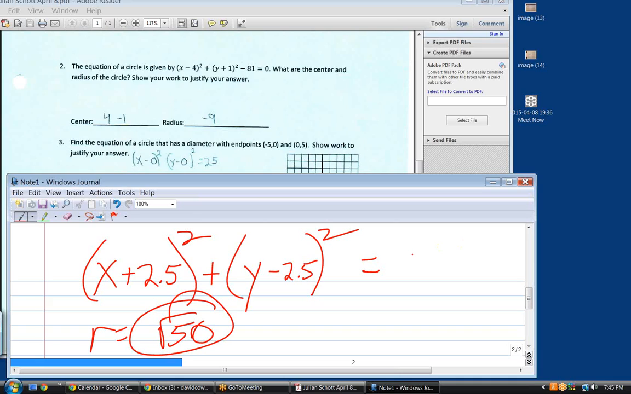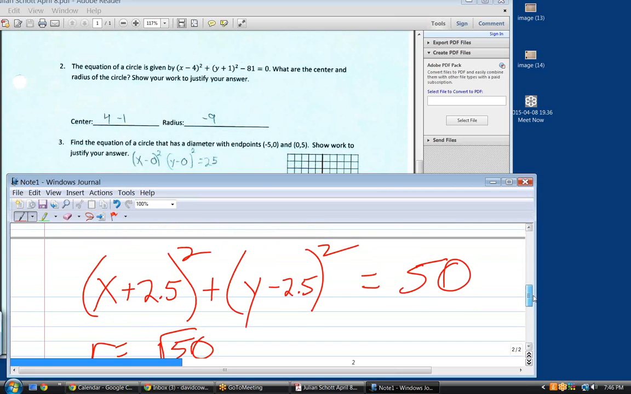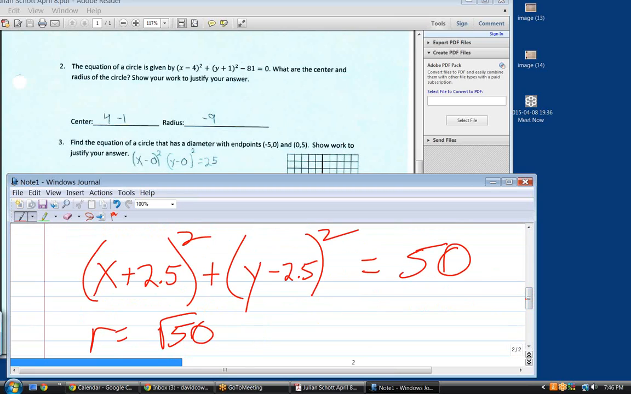50? So all we're doing is squaring both sides. In other words, if r is the square root of 50, I'm going to square both sides. That side squared is r squared. This side is 50. The square root of 50 times the square root of 50 is 50. So we've got r squared. We never needed r.